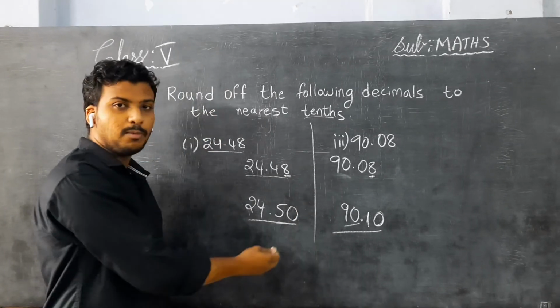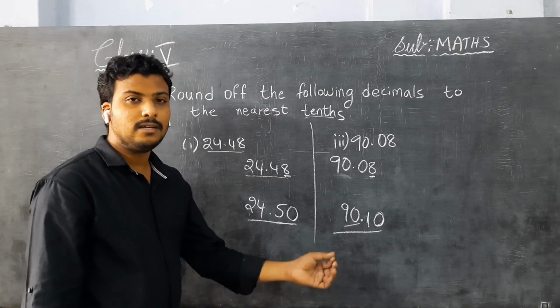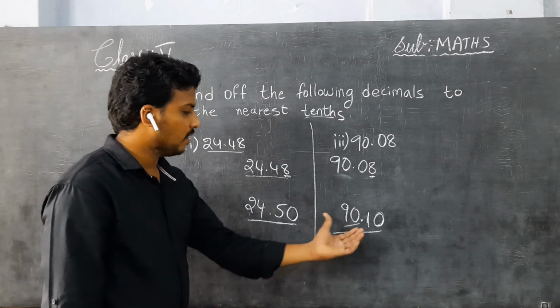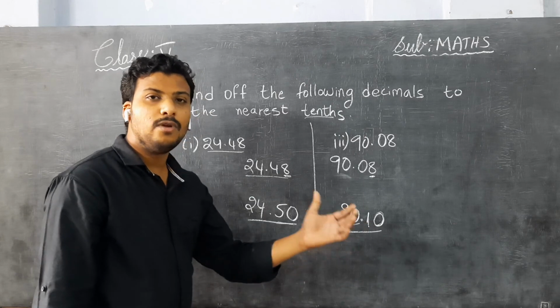Only after the decimal point will the digits be changed. But here the number 90 will not be changed. Only the decimal digits change.